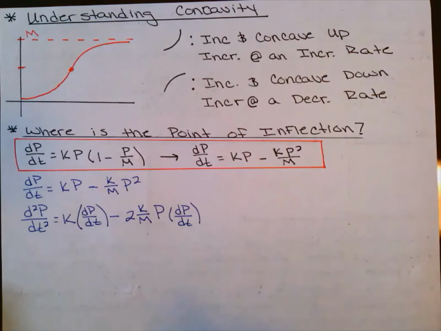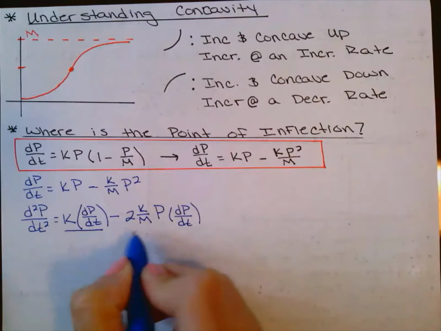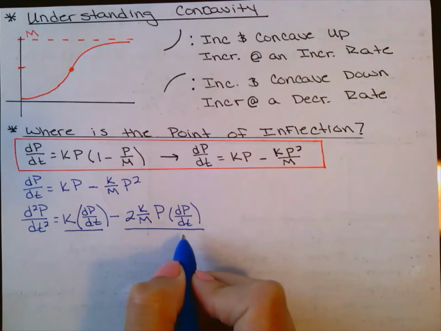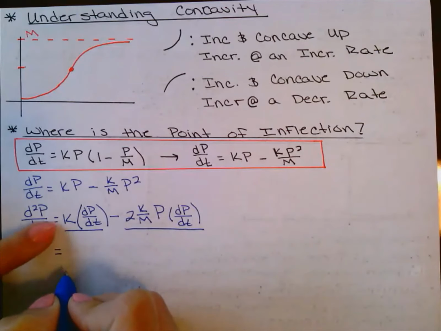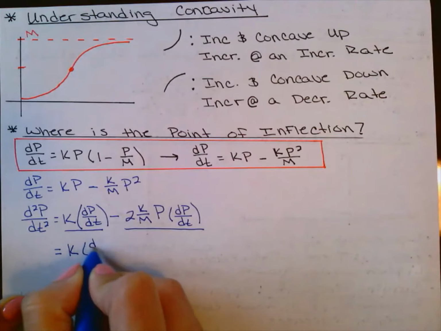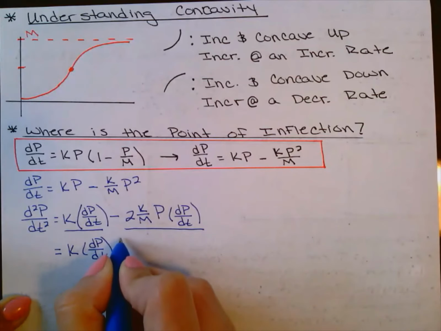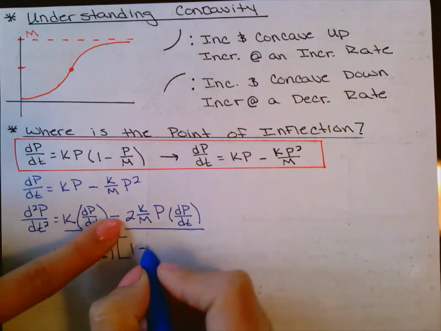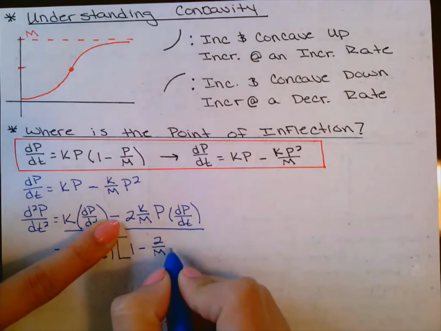Okay? Now, I noticed that there is a K and a dP/dt in this first term, and in this second term, there's also a K and a dP/dt. So I'm going to factor those out. Since I'm still talking about the second derivative, I'm just going to bring down my equal sign. Factor out that K dP/dt. If I divide it out here, I get a 1. Minus, if I divide it out here, I get a 2 over M times P.